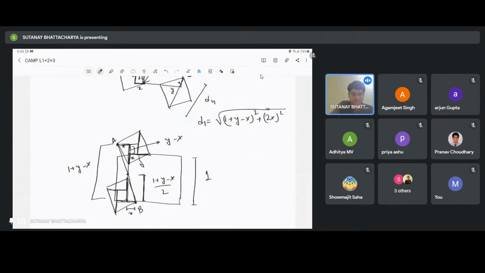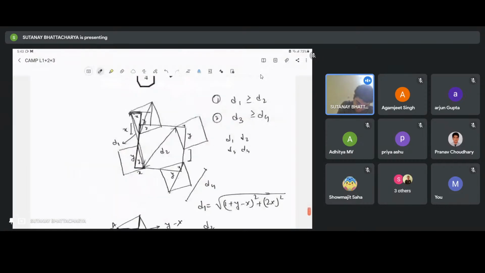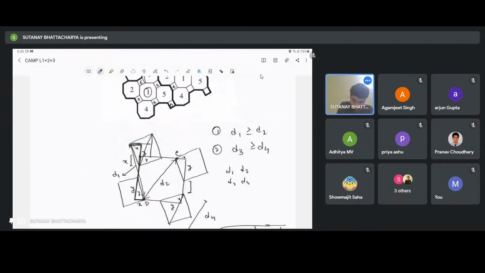Yes, everyone agrees with these calculations. Okay, let's try d2 next. What was d2 again? D2 should be easier. D2 was the distance between here, C to D.